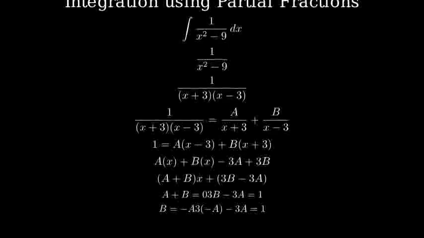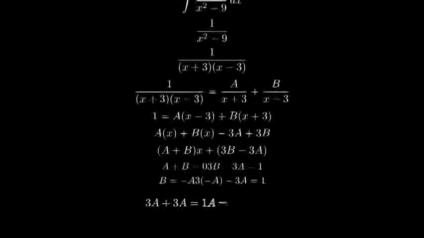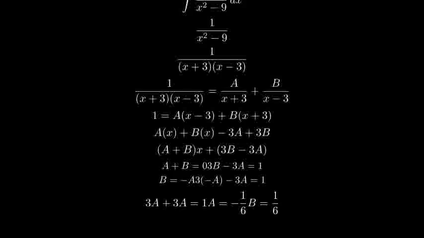If we solve the first equation, we obtain B equals negative A. Substitute B equals negative A into the second equation. 3 times negative A minus 3A equals 1. So negative 3A minus 3A equals 1. If we solve, we obtain A equals negative 1/6, so B is simply positive 1/6.